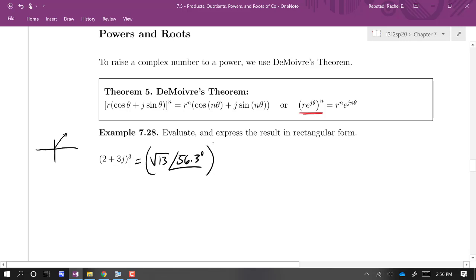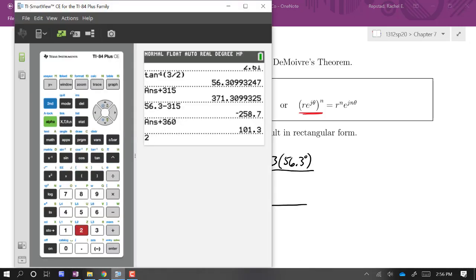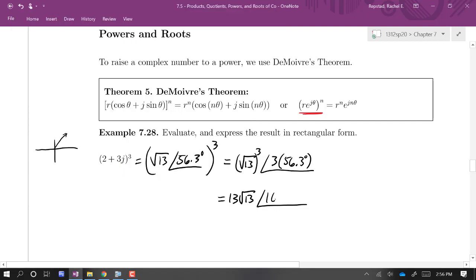And we're going to raise this to the third power. So I just need to take r to that power. So root 13 cubed, and then multiply the angle by the power. Root 13 cubed is 13 times root 13, and if we multiply 56.3 by 3, we get 168.9.